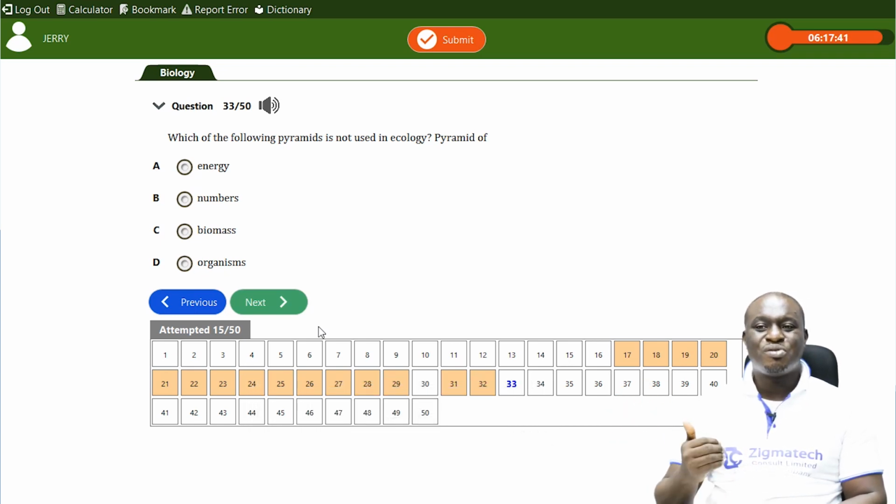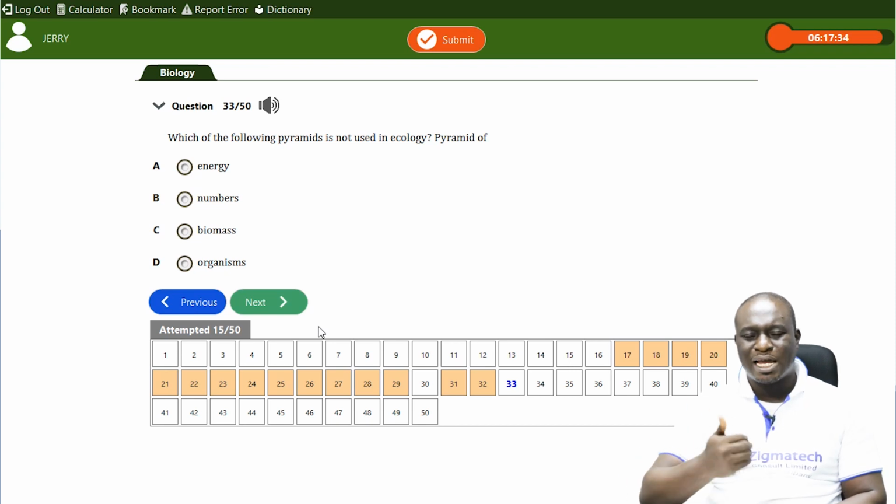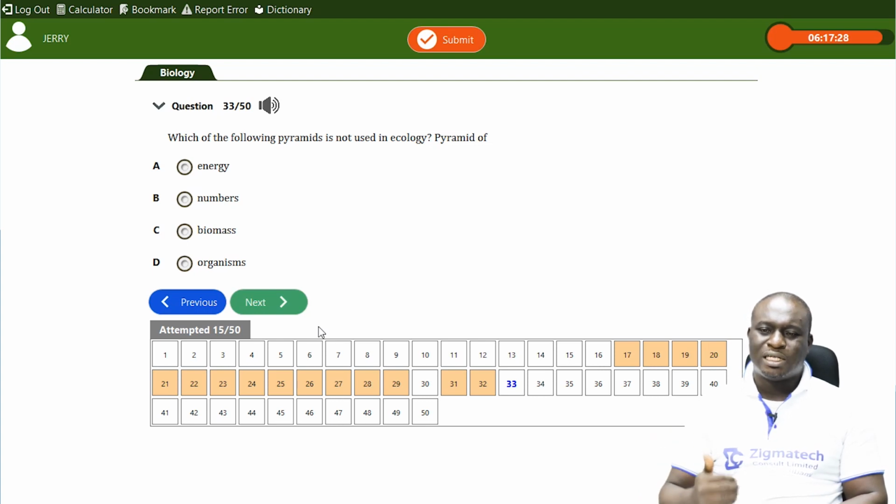Then we also have pyramid of biomass. Now, biomass talks about the total mass of living organisms in a particular ecosystem. We have what we call pyramid of biomass, but there is nothing like pyramid of organisms. So the pyramid that is not used in ecology is actually pyramid of organisms. We have pyramid of energy, pyramid of numbers, and also pyramid of biomass. So the correct option here that is not used is D, option D.